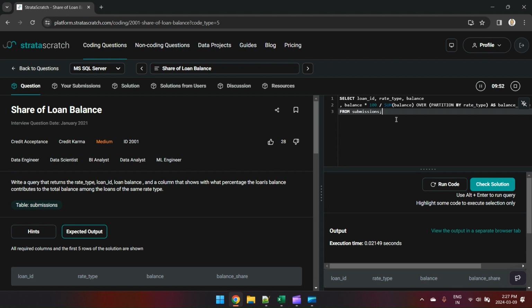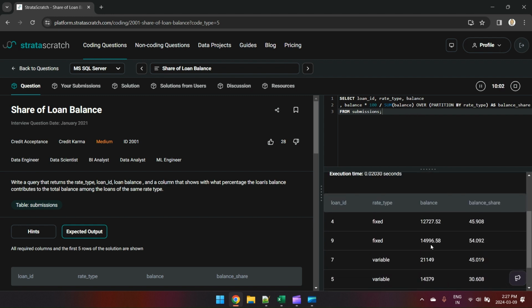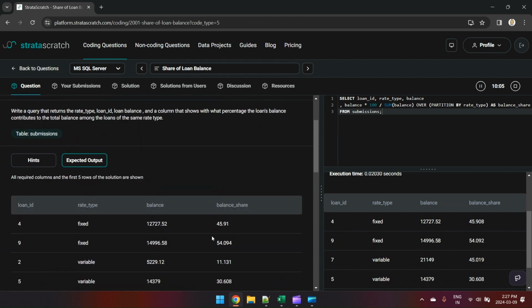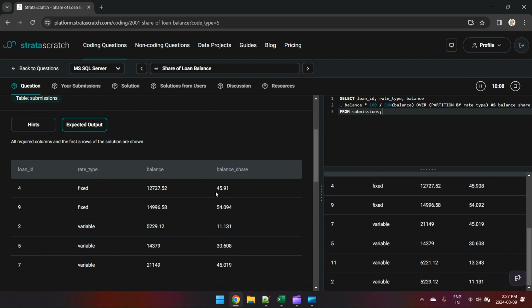So let us now run this query in the StrataScratch editor window and see if it gives us the desired output. So when we run this query, this is the output that we get. And as you can see, the output here agrees with the expected output. So here you have 45.91, and since I have kept up to 3 places of decimal, you have 45.908, but that is the same thing as 45.91. Similarly for loan ID 9, okay, loan ID 9 is not given in the output for some reason. For loan ID 7, it is 45.019. For loan ID 5, it is 30.608, and so on and so forth.